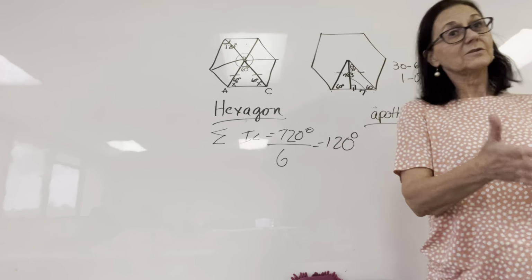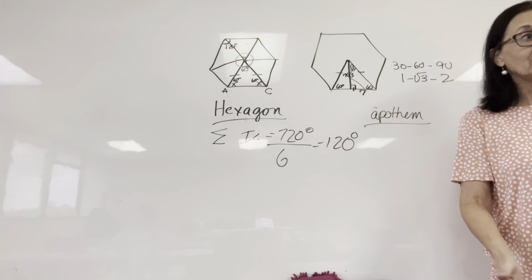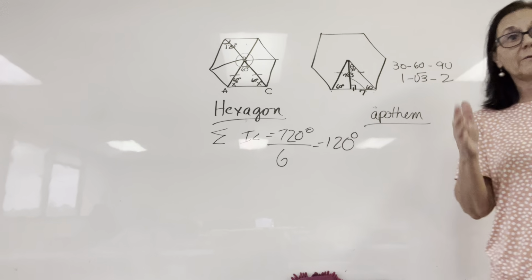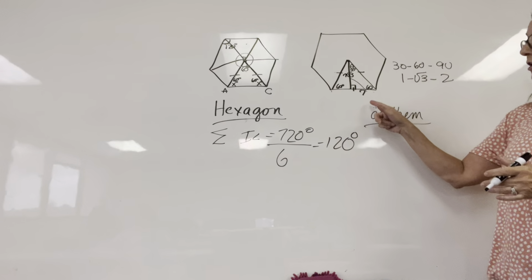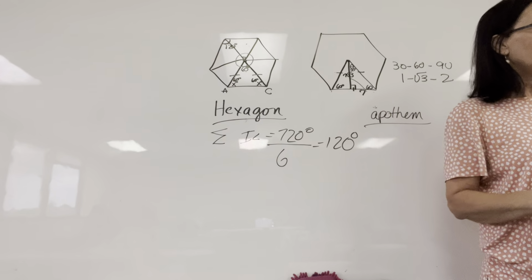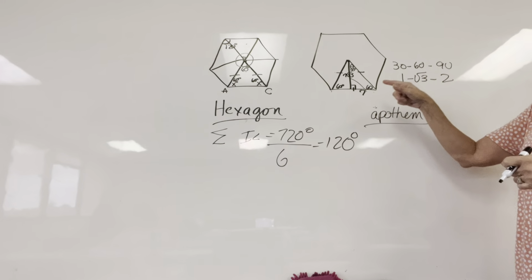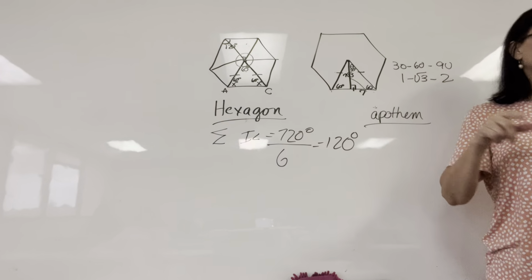We must know this. This is what's on the unit circle. When we get to trig, you have to have this memorized, right? 1, square root of 3, 2. To get opposite 30 to opposite 60, we multiply by square root of 3. Now, how do I get opposite 30 to opposite the 90?